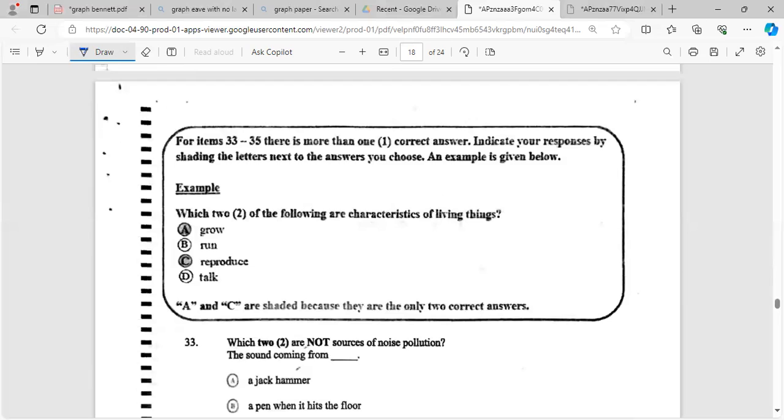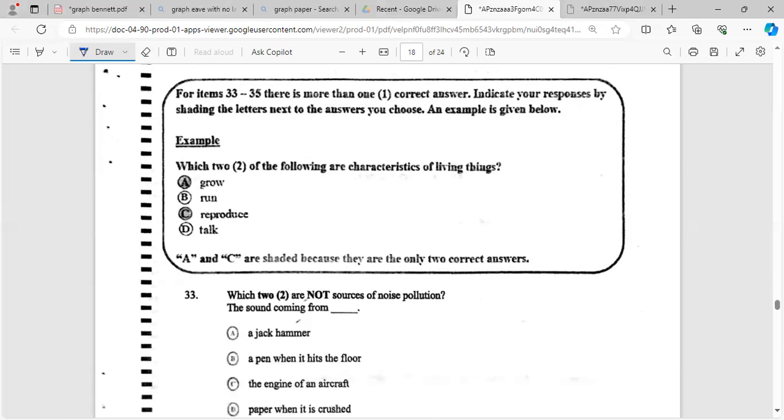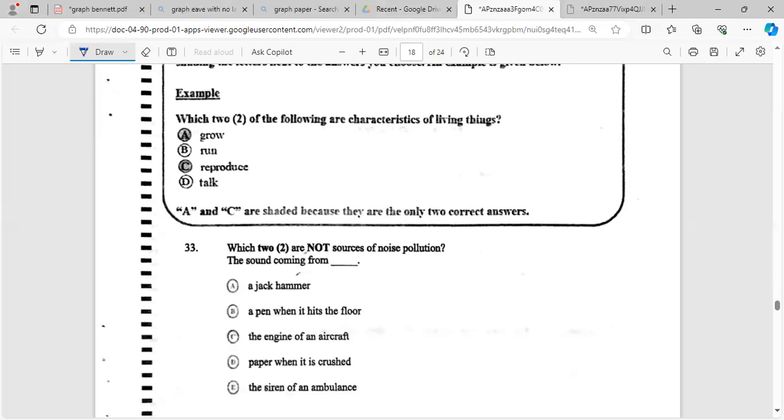For items 33 to 35, there is more than one correct answer. Indicate your response by shading the letters next to the answers you choose. An example is given below. Which two of the following are characteristics of living things? They grow, they reproduce. So you choose those two. Alright, so let's move on to 33.